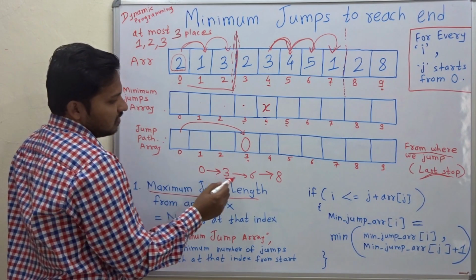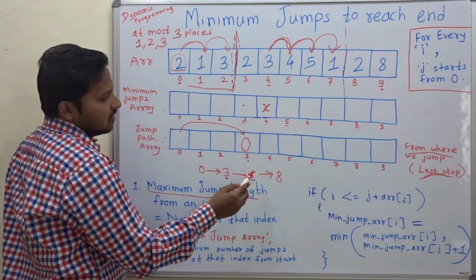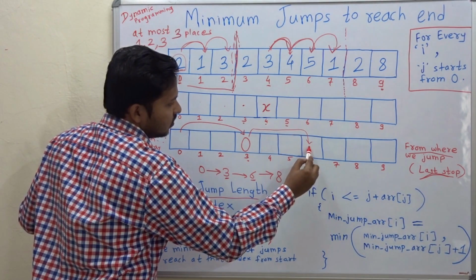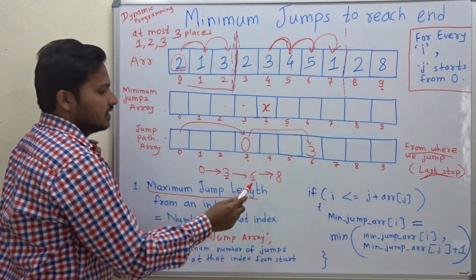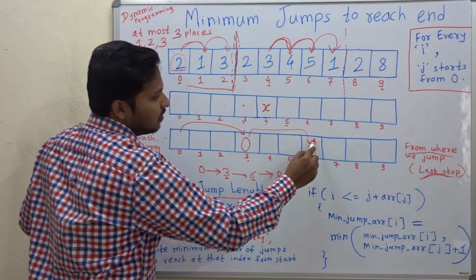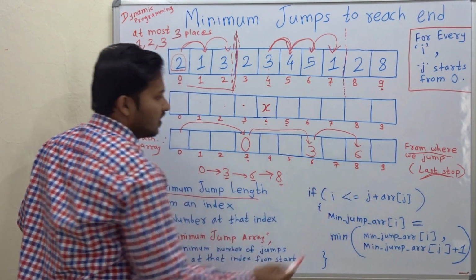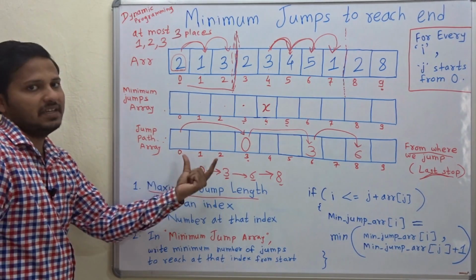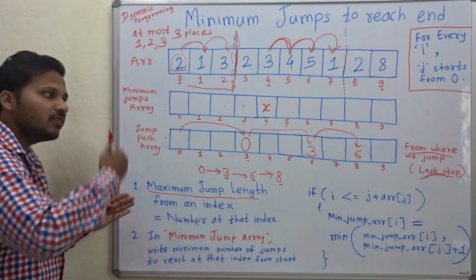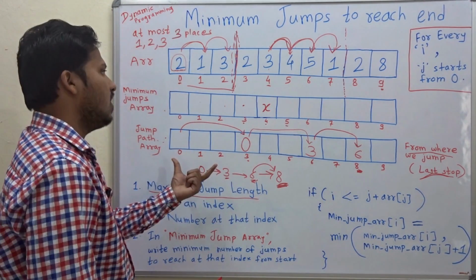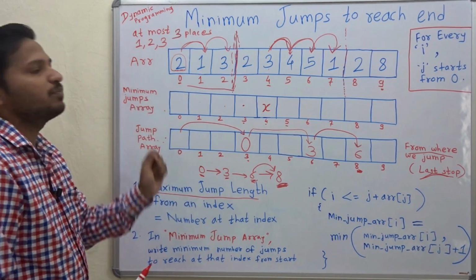Okay. Then at the 6th index the jump was taken from the 3rd index. So we will write 3 here. Then at the 8th index the jump was taken from the 6th index. So we will write 6 here. So that is this array. Means from where we are jumping, those locations are going to be written here. Now let's start to solve this problem.